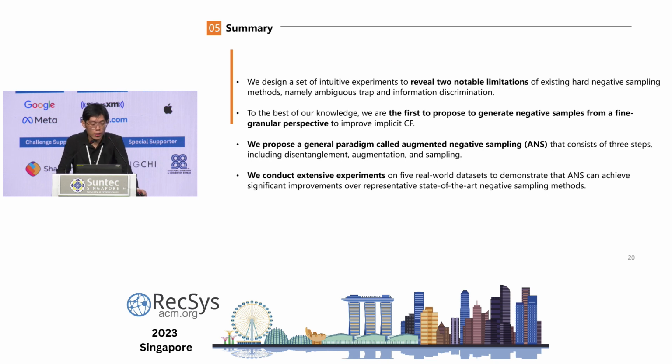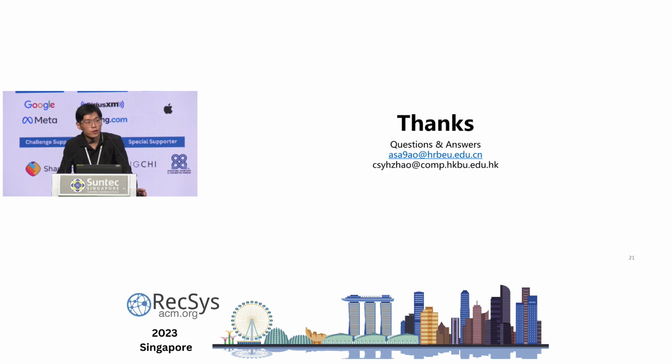So finally, it's our summary. We designed a set of intuitive experiments to reveal two notable limitations. And we are the first to propose to generate negative samples from a fine-grained perspective to improve implicit CF. We proposed a general paradigm called ANS, and we conducted extensive experiments to show our performance. That's all. Thank you for listening.